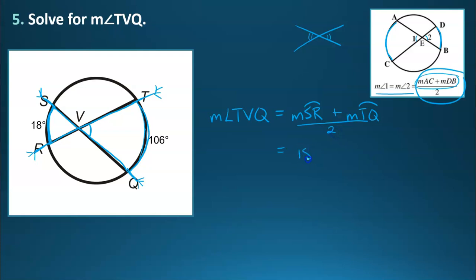So SR is 18, TQ is 106, and we've got to divide that by 2. So 106 plus 20 would be 126. Take 2 away, I get 124. That's how I'm going to do that in my mind. And that's going to be 124 over 2. And that's too hard for my brain, so I'm going to do 120 over 2. That's 60. And then do 4 over 2. That's 2. And put them together, and I get 62 degrees.